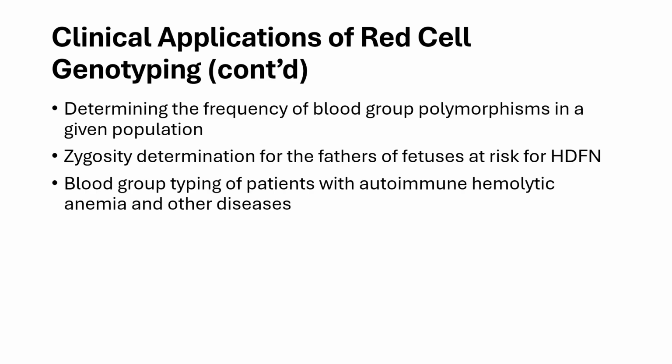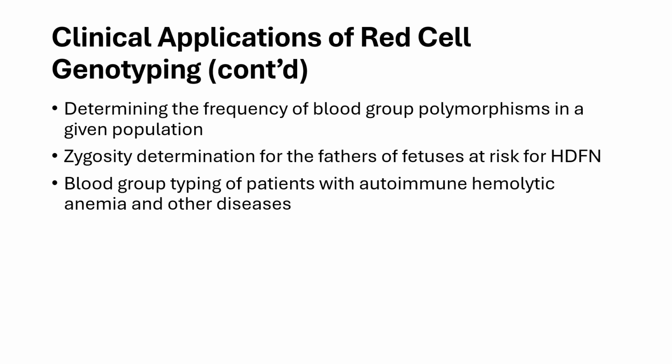You can also use it for determining the frequency of blood group polymorphisms in a given population. So molecular typing allows researchers in blood banks to analyze the distribution and prevalence of various blood group alleles and polymorphisms within different ethnic or geographic populations. This information helps in understanding population genetics and can aid in improving transfusion services by predicting the availability of certain phenotypes.